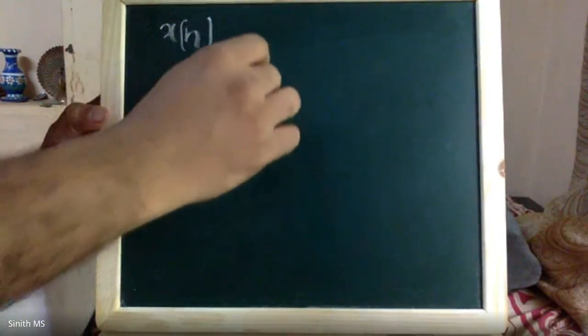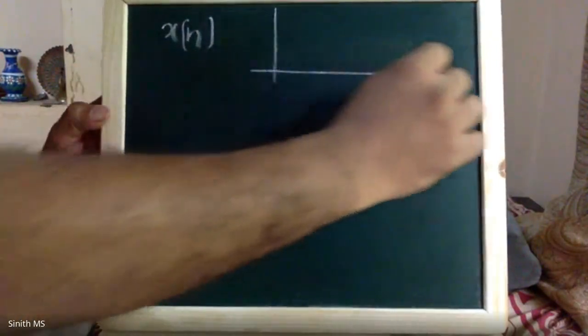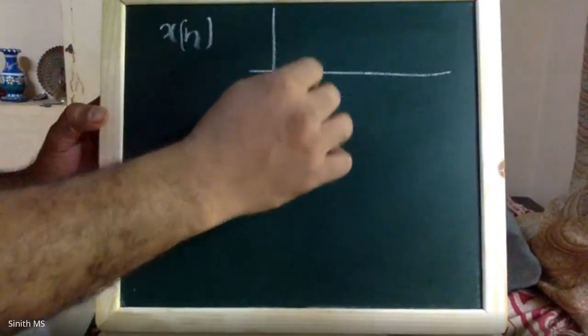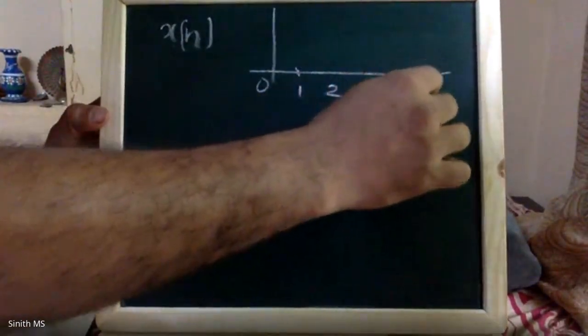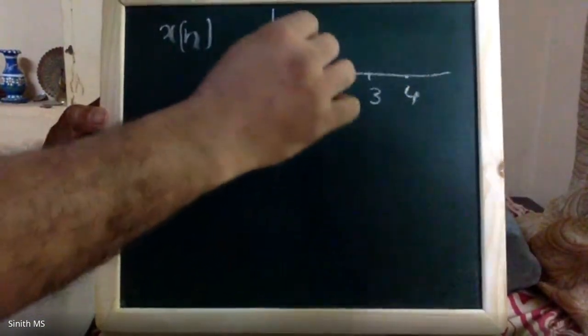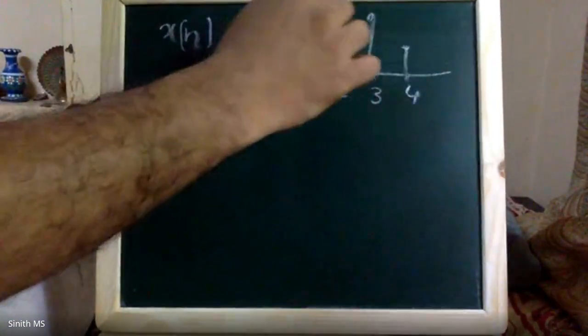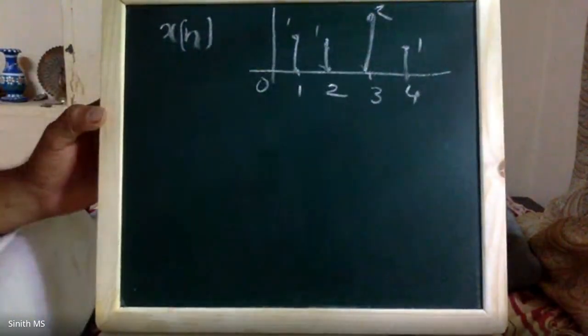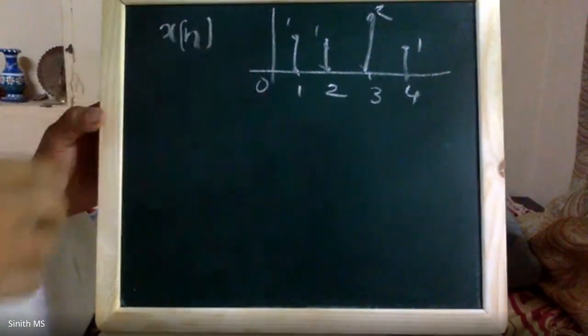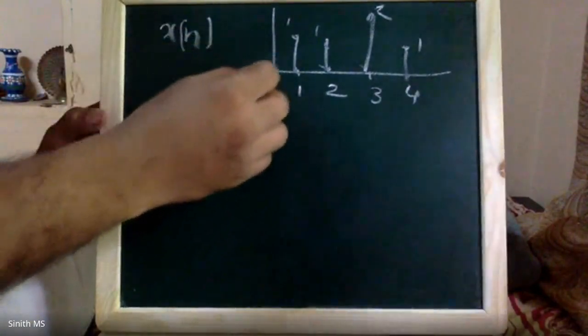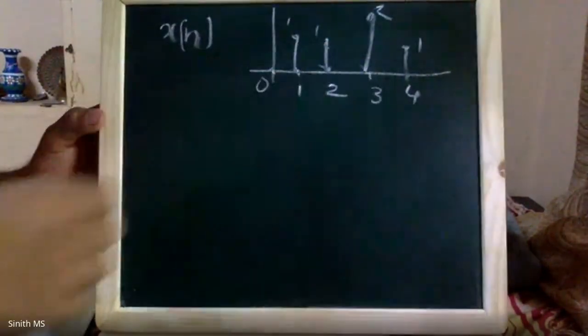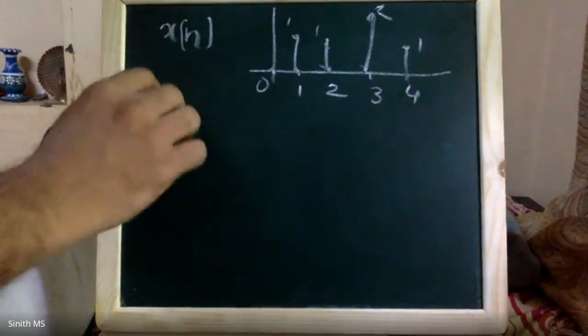Now suppose that you have a signal, say x[n], which is a right-sided signal like this: 0, 1, 2, 3, 4, with values 1, 1, 2, 1, etc. In this kind of signal, which has values only on the positive side, what will X(z) be?